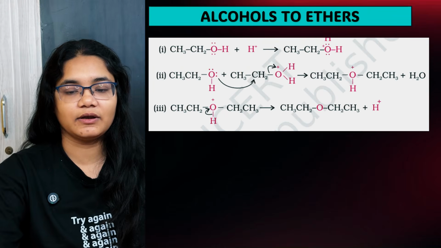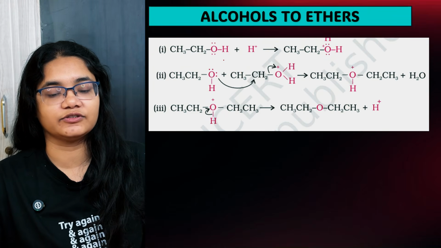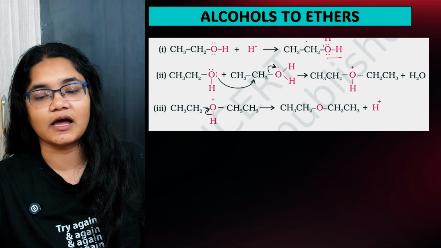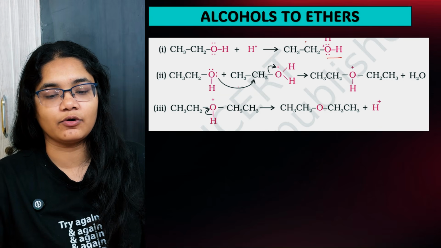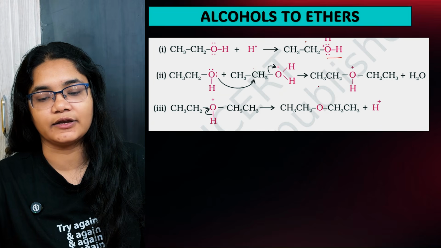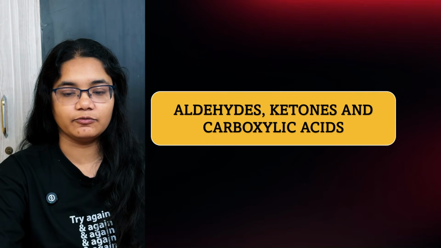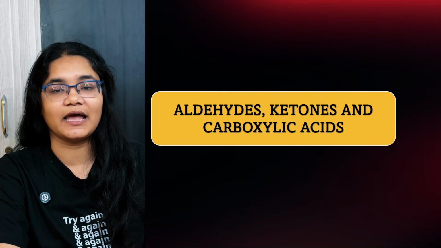Okay. Next one, we have alcohols to ethers. So first of all, we have this OH and then it gets protonated here. Now this carbon becomes electrophilic. So another alcohol molecule attacks on this carbon and then you get a product like this, and then the deprotonation takes place. Now we will move to the next chapter, that is aldehydes, ketones and carboxylic acids.